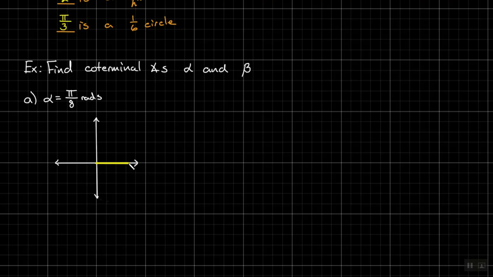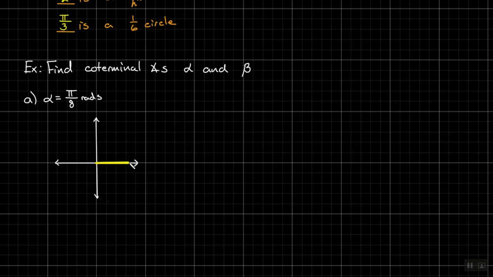Is pi eighths greater or less than pi halves? Less. Now, if you're struggling to think about that, take the pi out. Is 1/2 greater or less than 1/8? 1/2 is way bigger, which means if a quarter circle of rotation is pi halves, I must still end in quadrant 1. I don't go anywhere near a quarter of a circle, because pi halves is a quarter of a circle.